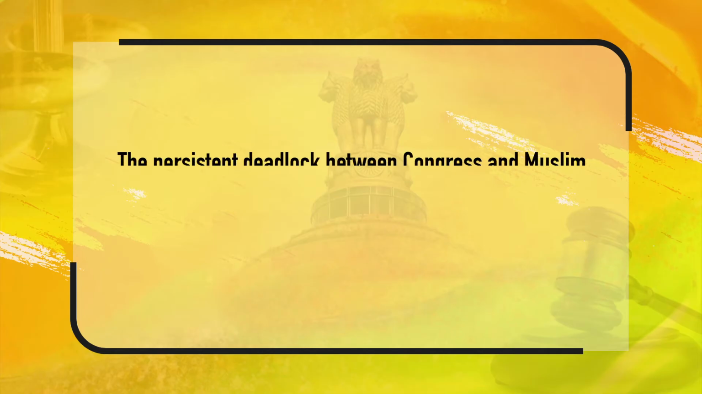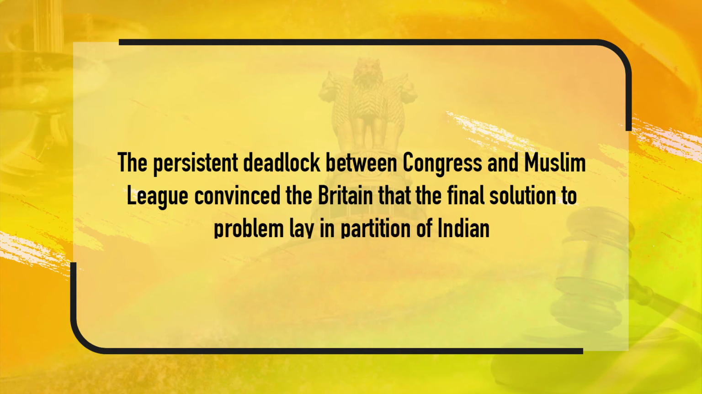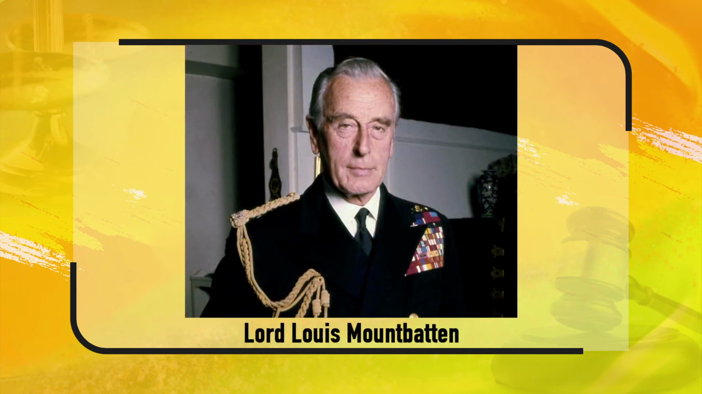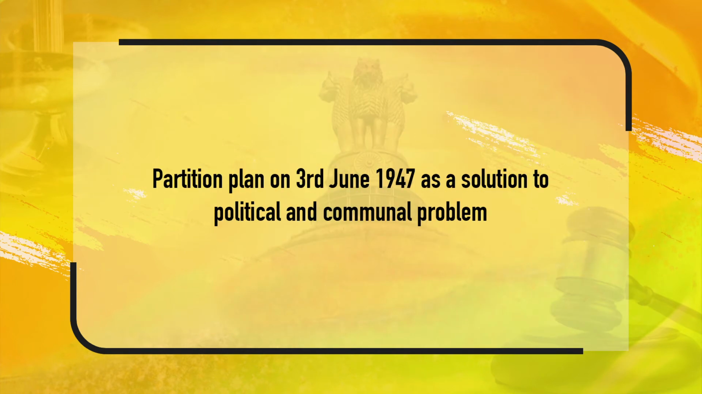The Muslim League boycotted the Constituent Assembly and demanded a separate homeland for Muslims in the Muslim majority provinces. The persistent deadlock between Congress and Muslim League convinced the British that the final solution to the problem lay in partition of India. In March 1947, Lord Louis Mountbatten was appointed Governor-General of India. He came up with a partition plan on 3rd June 1947 as a solution to the political and communal problem.